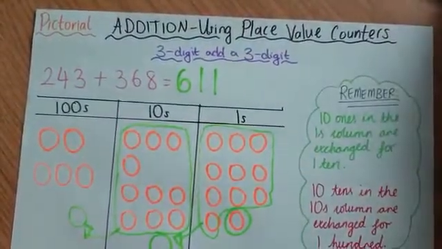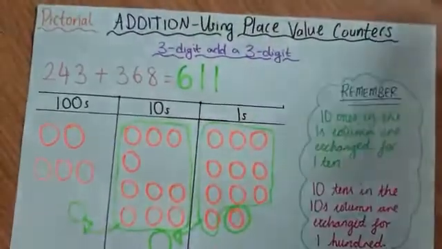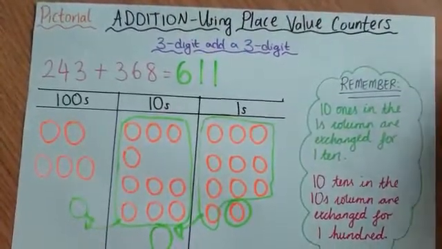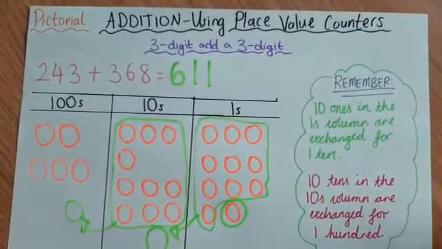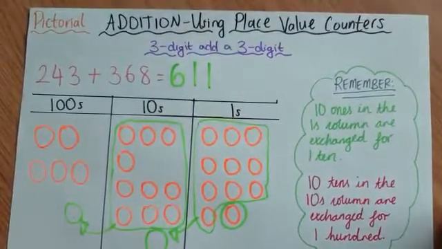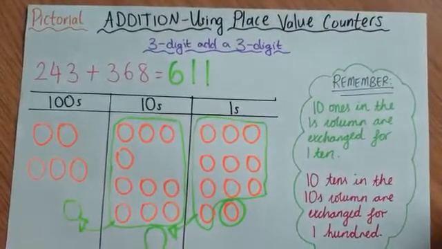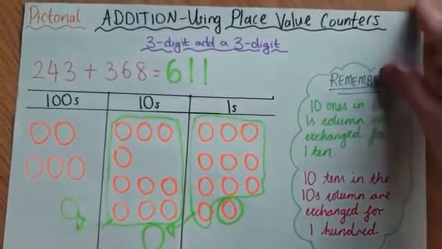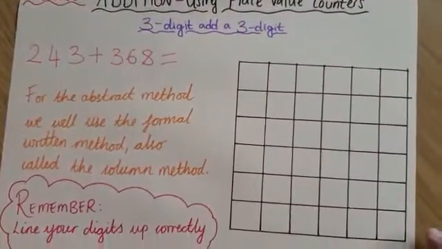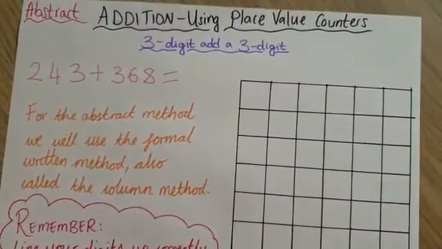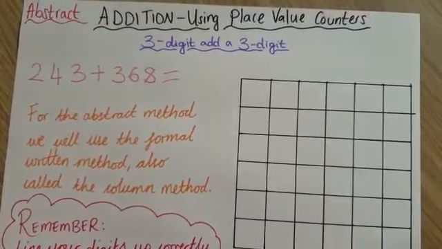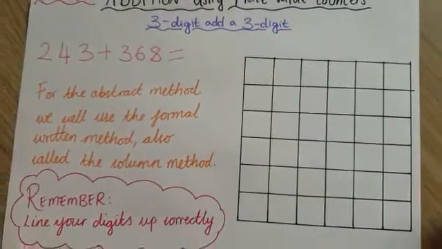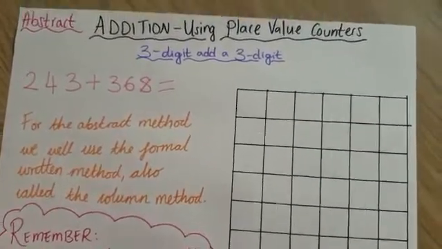You will not move on to any other stage until the children are confident within this pictorial method and to ensure that they understand how to move the tens into the hundreds column and your 10 ones into the tens column. Once they have grasped this method, you will then move on to the abstract method. And the abstract method is also known as the written formal method, and some children will also know it as the column method.